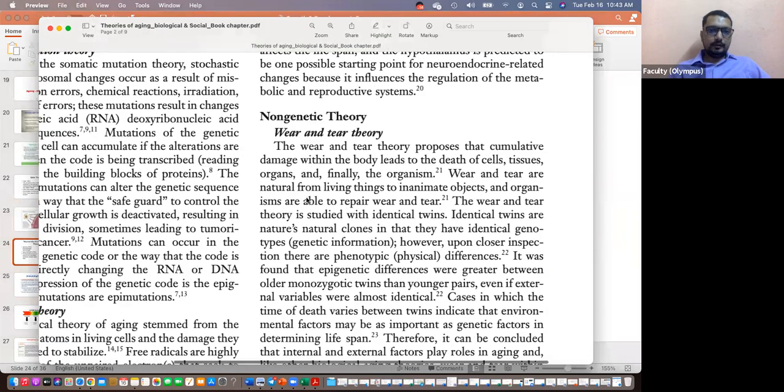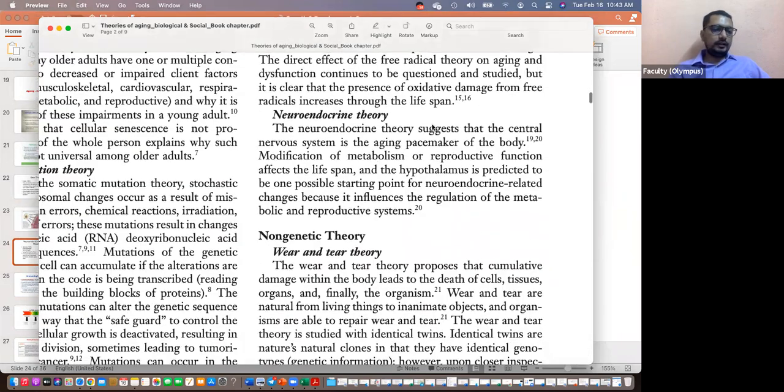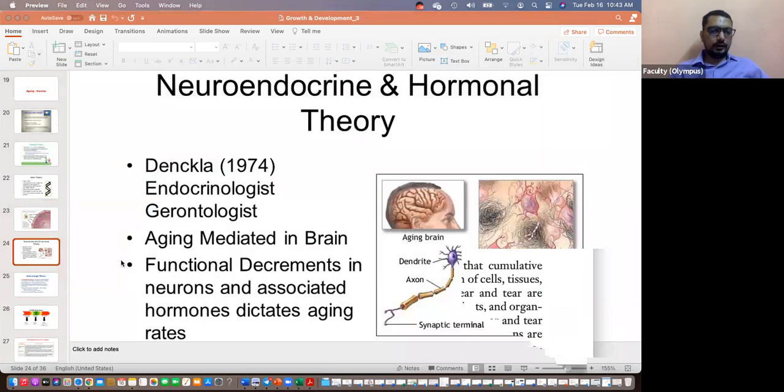Okay, so the last one is the neuroendocrine theory in the genetic changes. Neuroendocrine theory. So this was given by Dilman in 1974, who is an endocrinologist and gerontologist. So here, depending on what perspective people are looking from, molecular biologists, geneticists, endocrinologists, they have seen aging as a different process, or aging as caused by a different process.